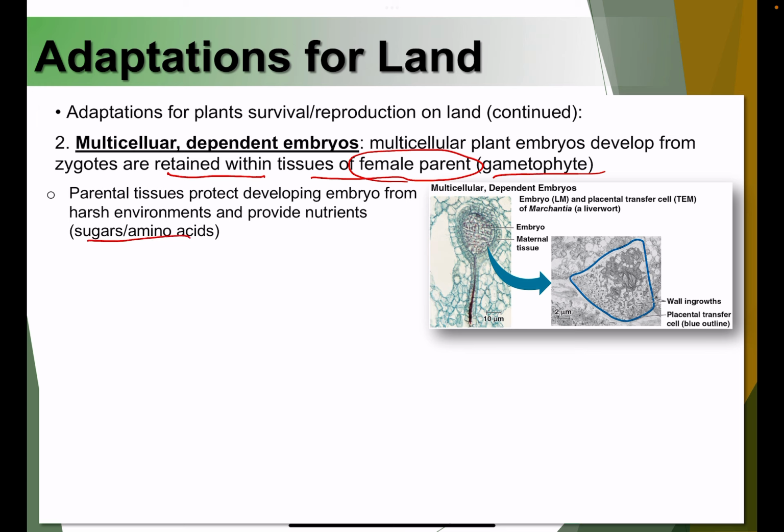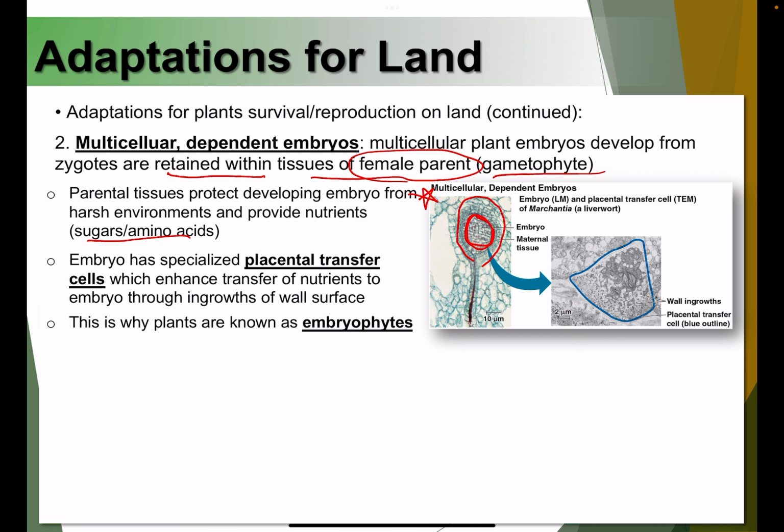You can kind of see that in this picture right here, where the embryo, which is this center thing right here, is surrounded by all of these maternal tissues, and then it's kind of nicely nuzzled in there. And the plant embryo actually has specialized cells called placental transfer cells, which enhance the transfer of nutrients to embryos through ingrowth of wall surface. This is why plants are known as embryophytes.